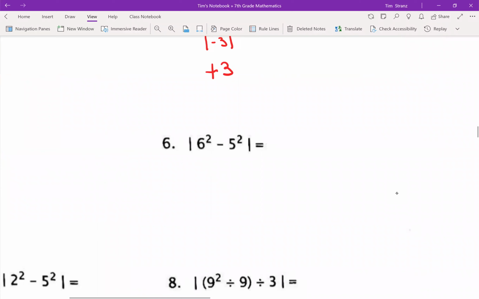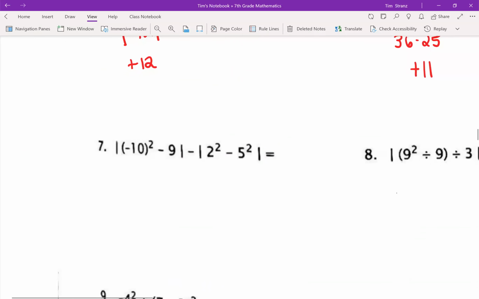Okay, number 6, we have 6 squared, which is 36. 36 minus 5 squared, which is 25. Our answer is going to stay positive. 36 minus 25 is going to be 11, +11.